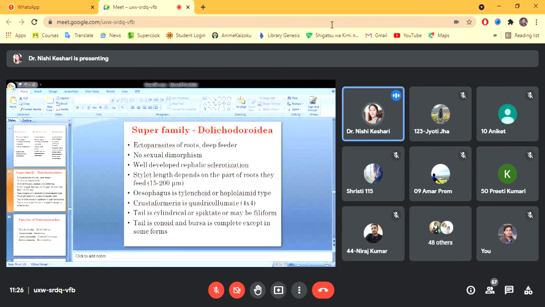In tylenchoid, the normal esophageal bulb is there, but in hoplolaimoid, the esophageal bulb is hanging over the intestine because it has large esophageal glands. Median bulb is quadricolumellate. Quadricolumellate means 4 by 4, that is 4 rows of cells and 4 columns of cells. Tail is cylindrical or spiked or maybe filiform, meaning the tail is either cylindrical or has some spike-like structure, and may be filiform, long and sharp. Tail is conoid and bursa is complete except in some forms.